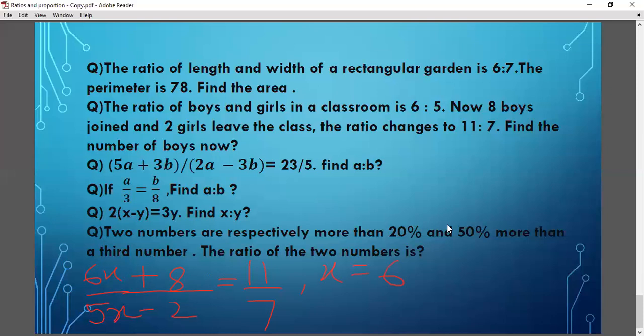Now you already know that the number of boys was taken earlier as 6x. So the number of boys initially were 6 into 6 equals 36. We can easily plug the value of x here, so 6 into 6, 36. But this is the number of boys that were there initially, so you can simply add 8 in order to get the number of boys now. So simply 36 plus 8 equals 44 boys is your answer.